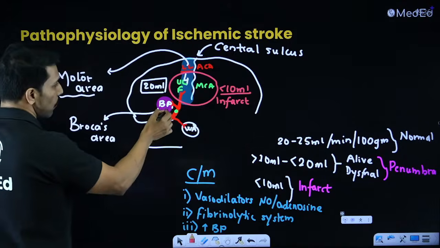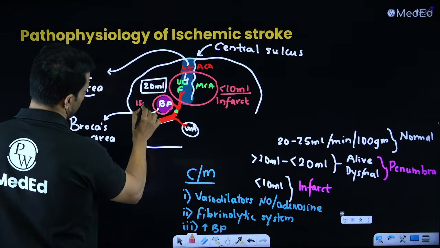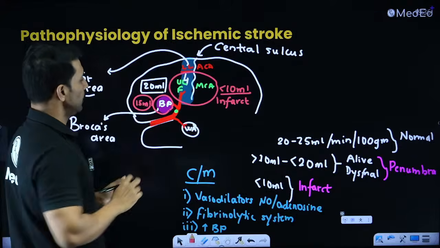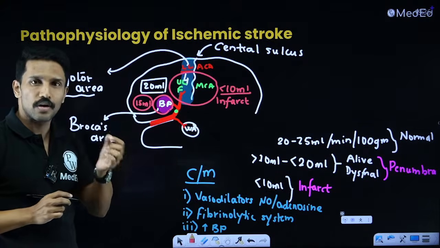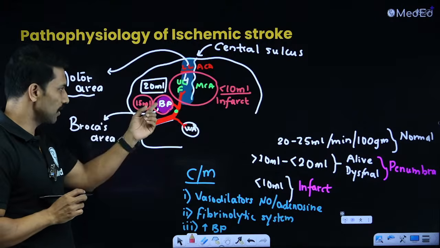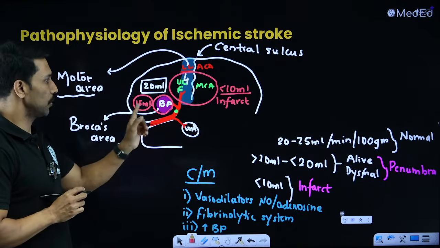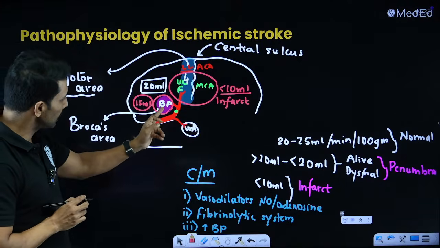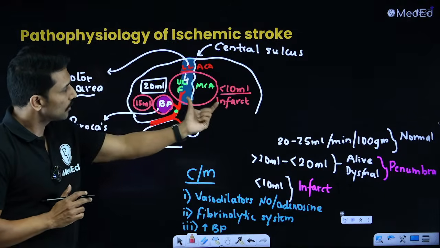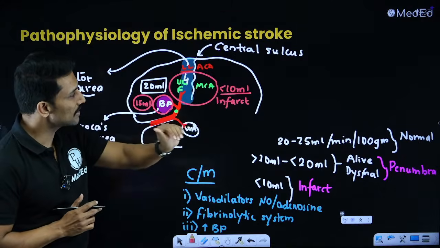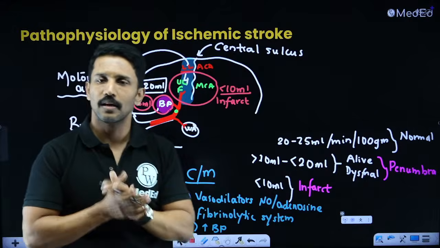And let us say the Broca's area that we were talking about, here the flow is 15 ml. If it is 15 ml, this part can't function. For it to be functionally active, it needs to have 20 ml per minute per 100 gram or higher. I'm not able to give it, so it loses the function. But it is still alive, because for survival, as long as I'm getting more than 10, I can be alive. So Broca's area has lost function, but it is alive. The motor area has lost function and it is dead. The rest of the brain is normal. It is functional and it is alive.